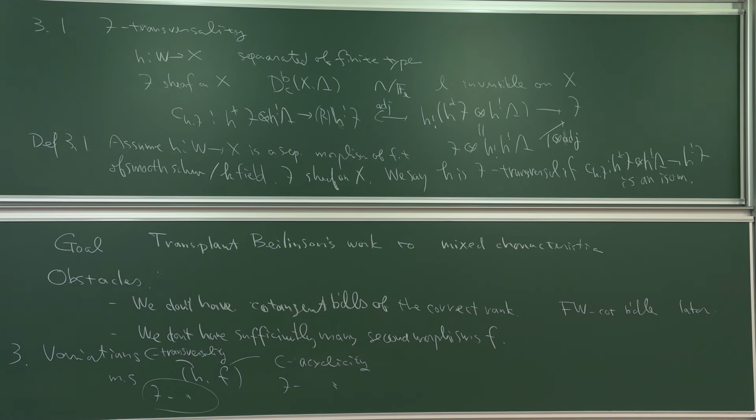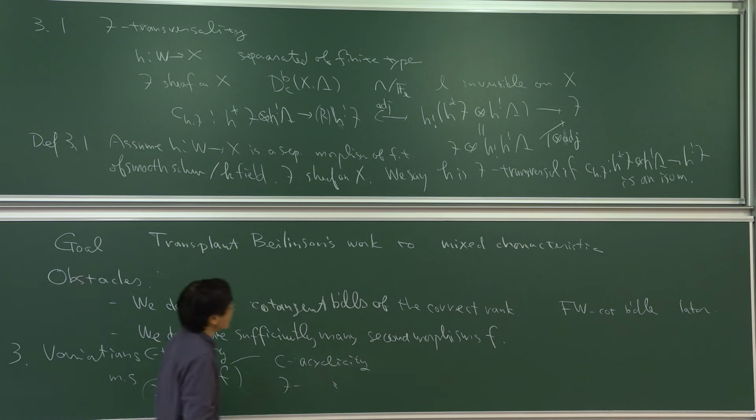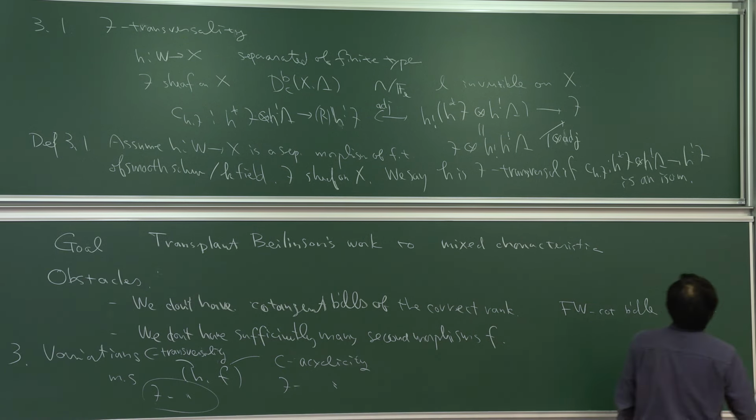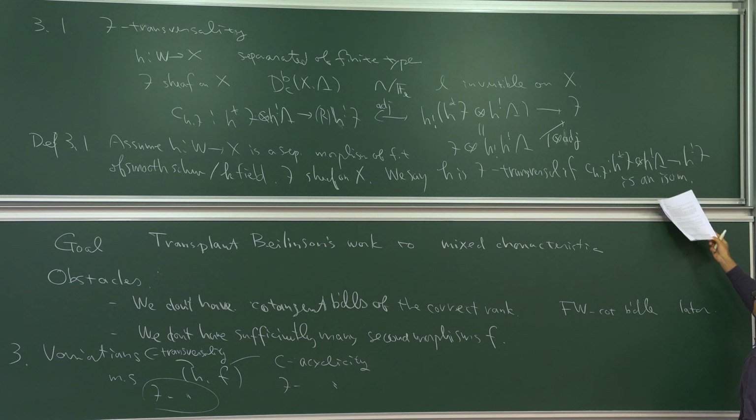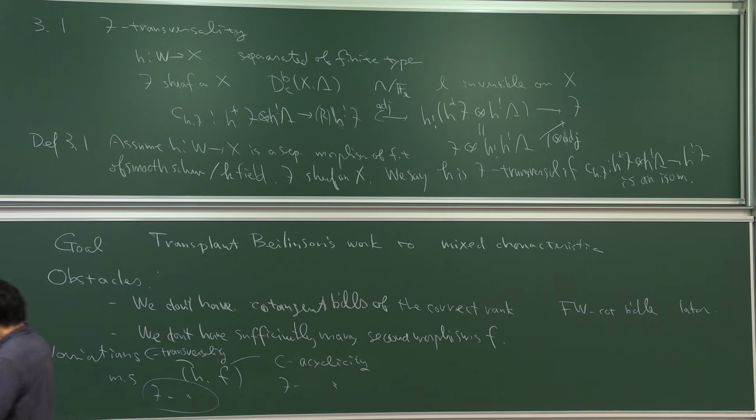In the definition of transversality, we assume that h is separated, but we can drop this assumption, because without the separatedness assumption, this morphism is at least locally defined. So we can require that this locally defined morphism is an isomorphism. So separatedness is not such a serious restriction.